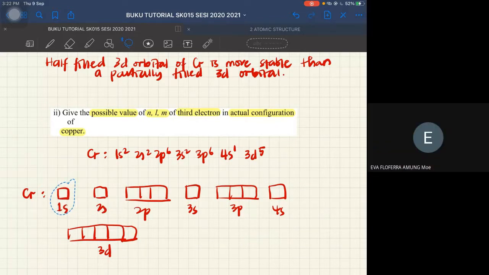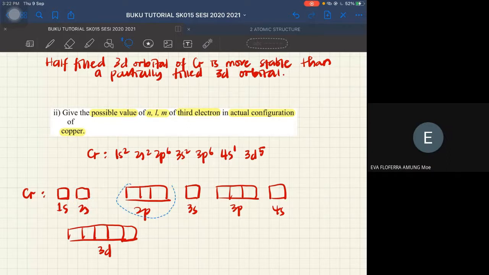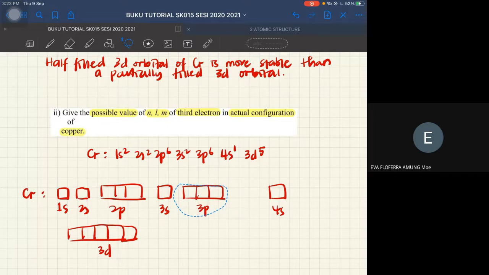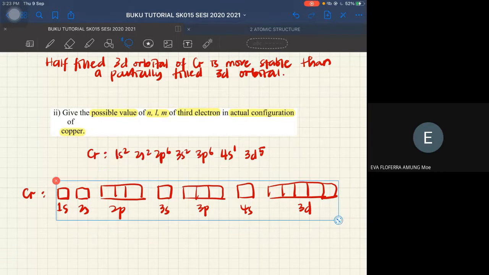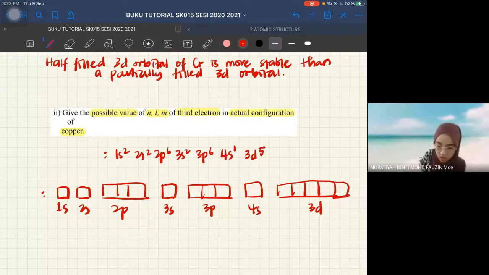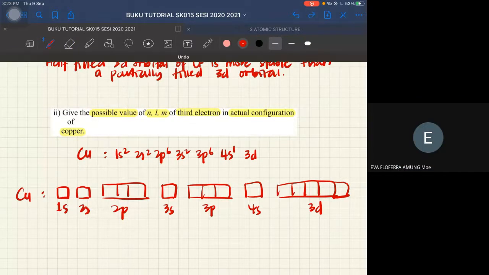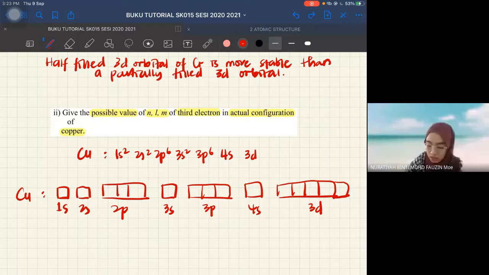Miss, is it copper or chromium? Oh, sorry, copper. Okay, when you draw, make it bigger so it's easier to fill in electrons. And this is copper. What was its 4s earlier? 4s1 3d9? Sorry, 4s1 3d10. Okay, so fill in your electrons.